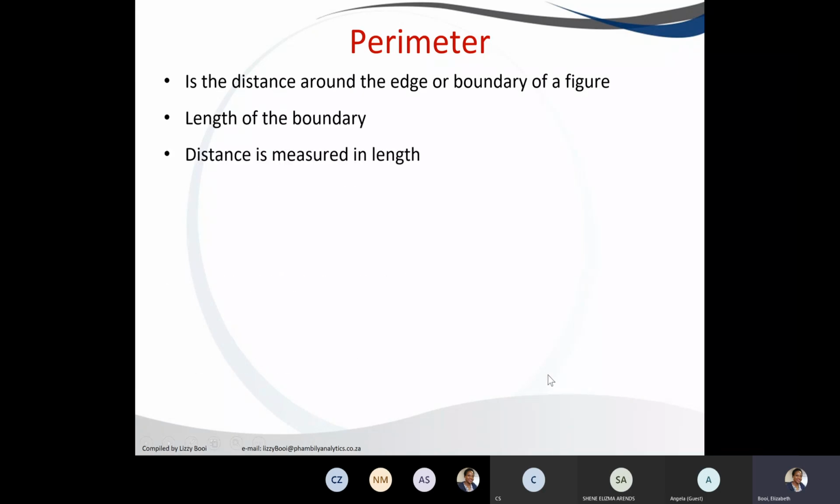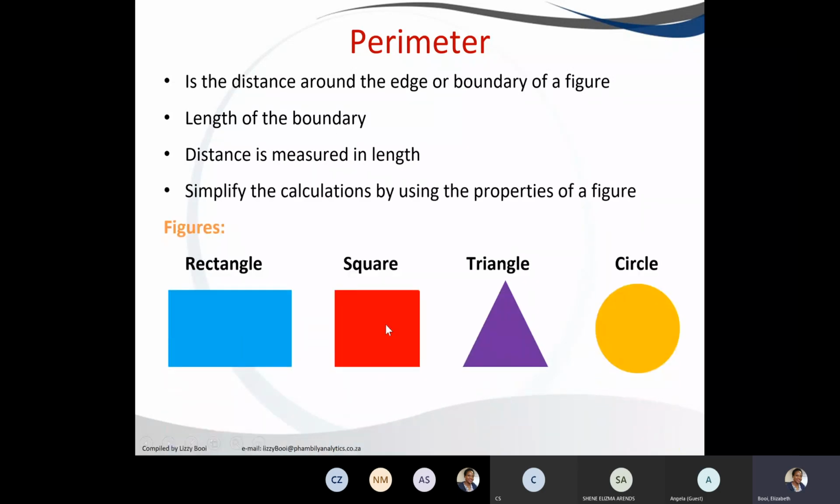We usually measure it in terms of length. For example, we will be calculating the perimeter for different figures: a rectangle, a square, a triangle, and a circle. All of these we call regular shapes. At a later stage, we will calculate the perimeter for an irregular shape or a composite shape.